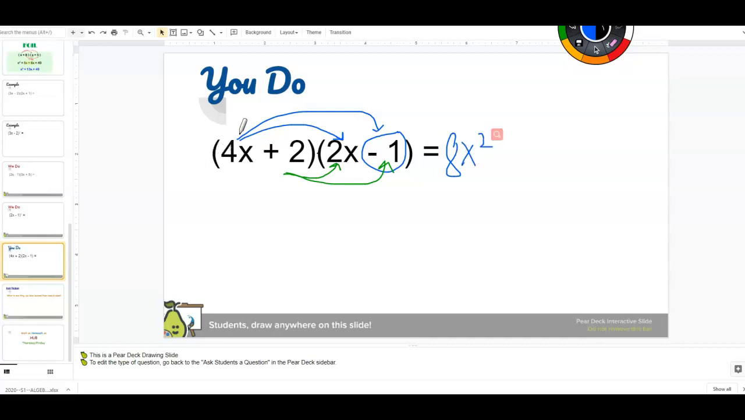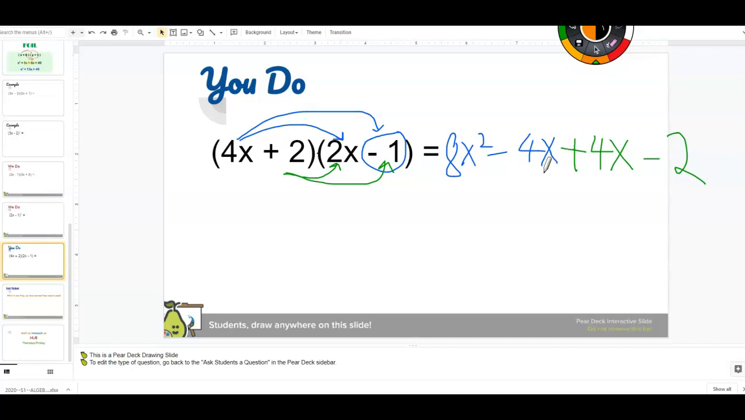Second arrow, 4x times -1. Number part, 4 times -1 is -4. X part, this has an x, this has nothing, so it's just x. On the bottom, 2 times 2x, number part, 2 times 2 is +4. X part, you only have x here, nothing there, so it's just x. Finally, 2 times -1, -2.